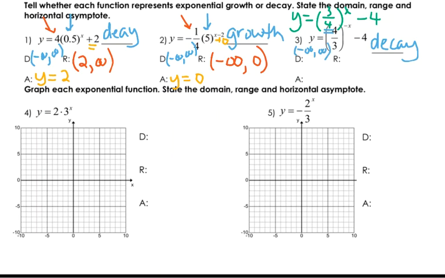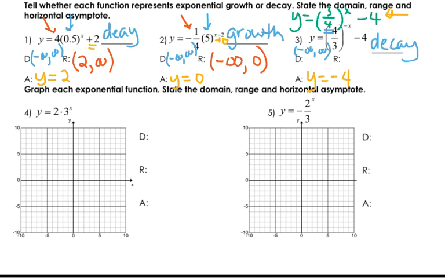And the domain is negative infinity to infinity. The asymptote: you look at the number that has been added or subtracted outside. You see a -4, so my asymptote is going to be at y equals -4.